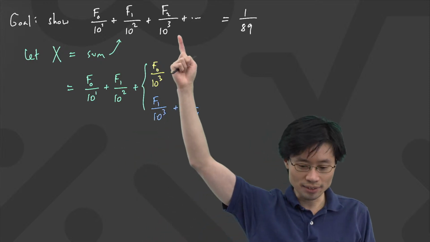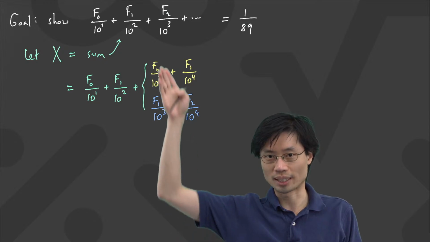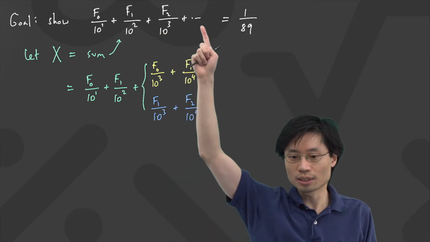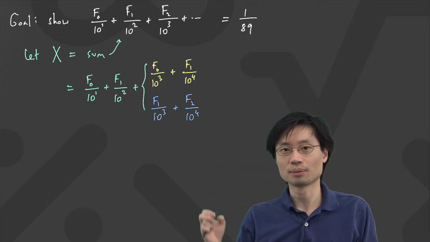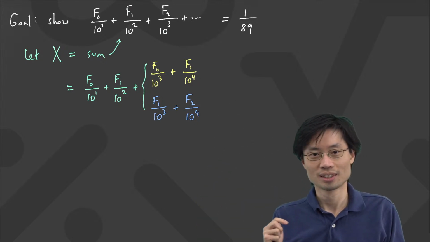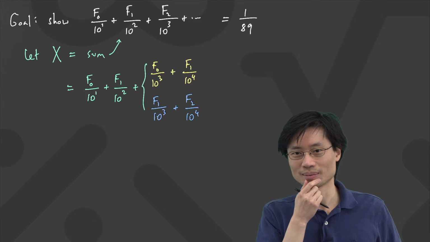On the other hand, I have this F2, which I can take apart into F0 plus F1, which is what I did, and I kept the same denominator, which was 10 cubed. The next term would have been F3, which I will take apart into F1 plus F2 over the same denominator. So I've aligned everything vertically. Is this okay so far?